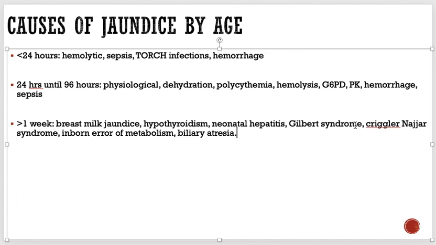Okay, so Gilbert syndrome people are usually normal because they have a mild deficiency of glucuronyl transferase, whereas when the deficiency is much more increased, Crigler-Najjar syndrome is one of the causes, right? So Gilbert syndrome and Crigler-Najjar syndrome give what kind of jaundice? Unconjugated hyperbilirubinemia they can cause.